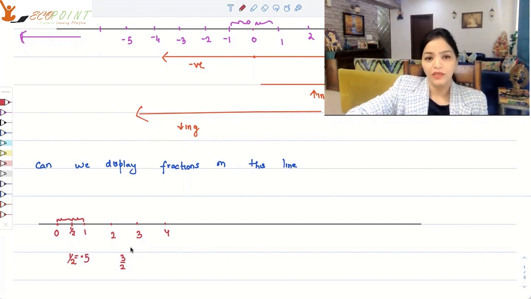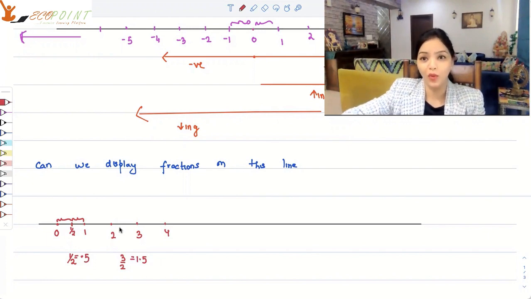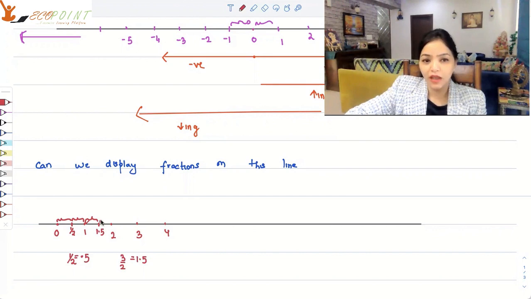3 by 2 is 1.5. So clearly it is half more than 1. So it's going to be half a unit more than 1, and it should be located here. So it is half a unit prior to 2 and half a unit beyond 1. So what have we done? We have located 0.5, we have located 1.5, and so on. We can keep on going, right?